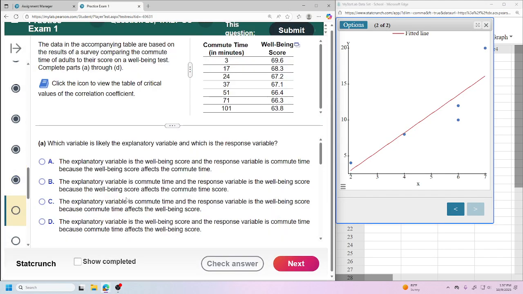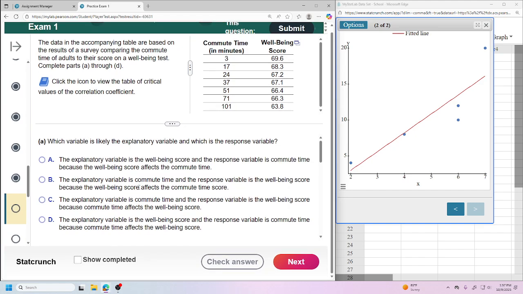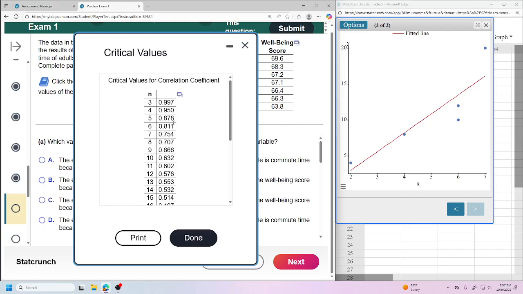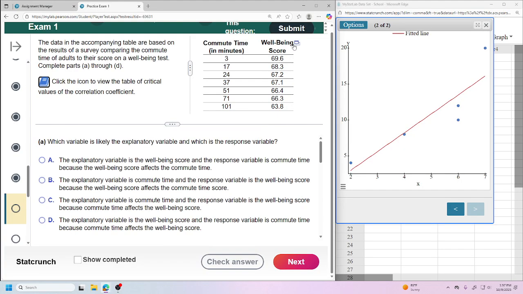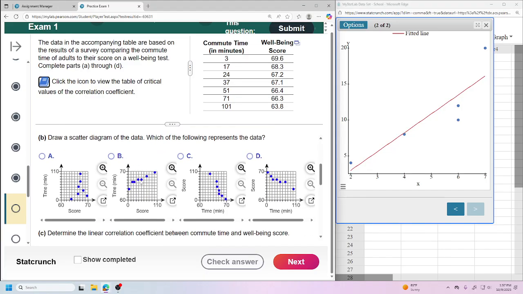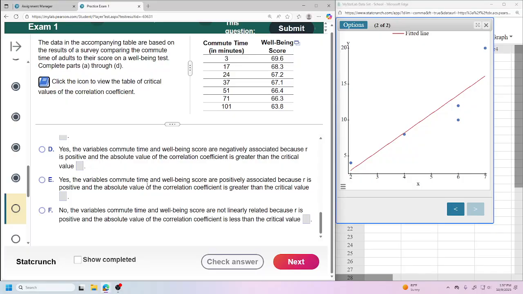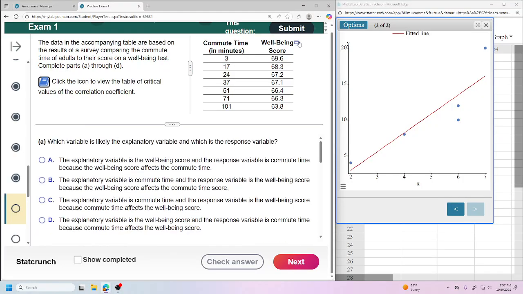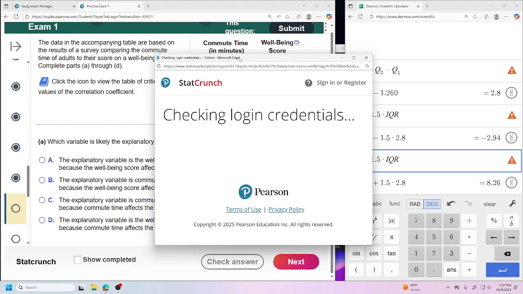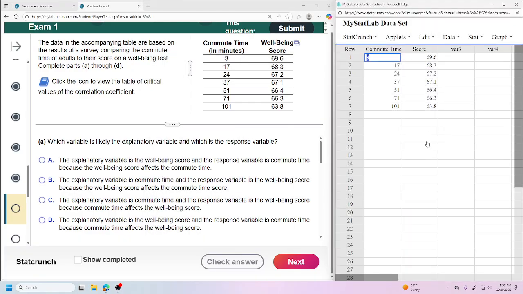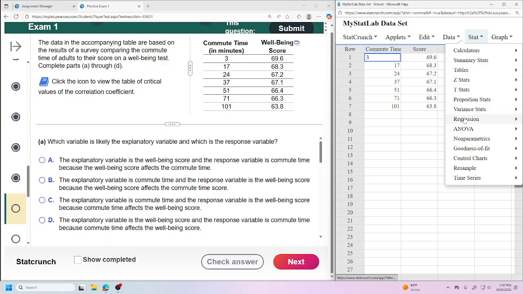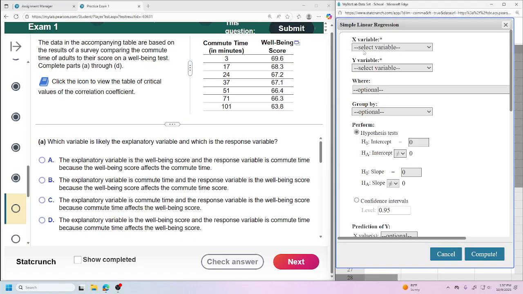Let's see what else you got. Another multiple choice. We'll talk about the critical thing in here in a minute. Okay, so another multiple choice. Which would be the? Oh, I see. It's the exact same thing. I didn't scroll down. Same thing as the last one. Here we go. Open in StatCrunch. Stat, regression, simple linear.